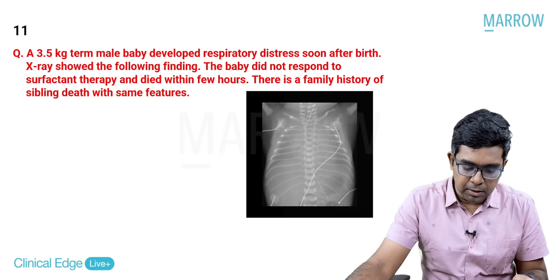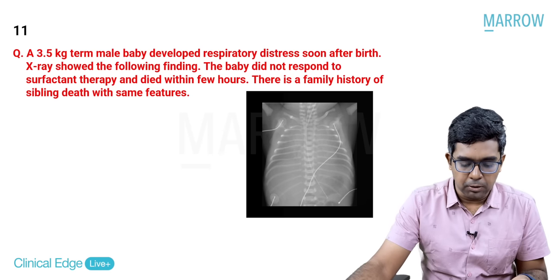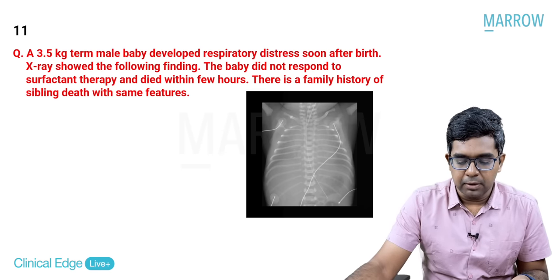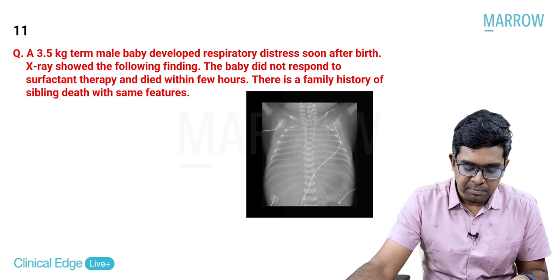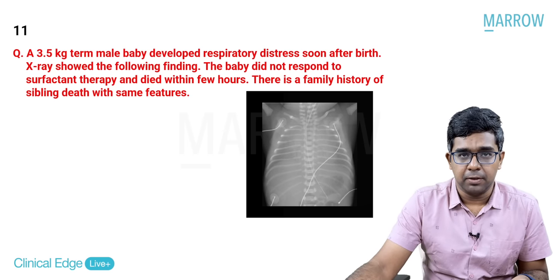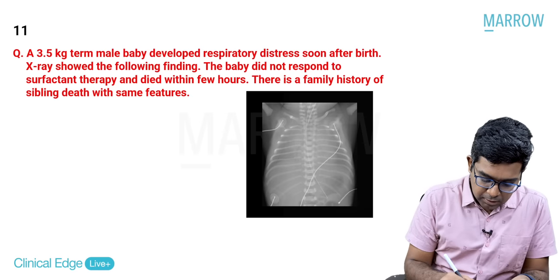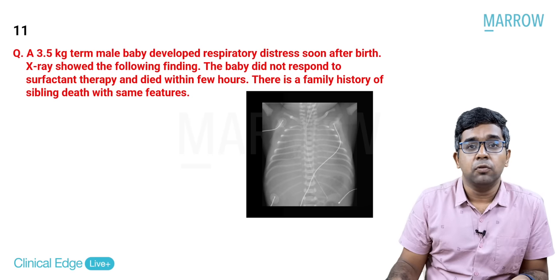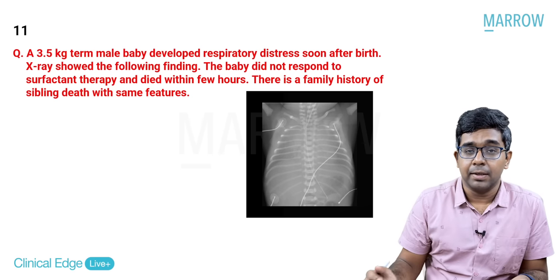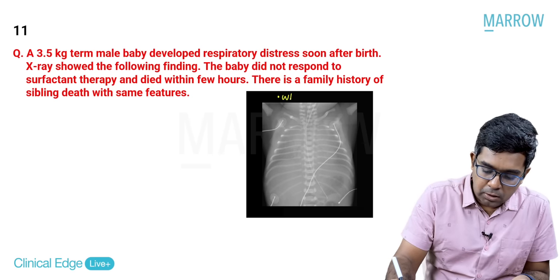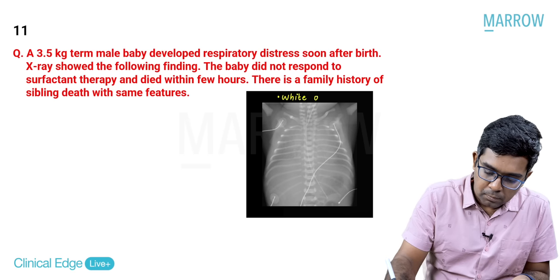Moving on to vignette number 11: a 3.5 kg term male baby developed respiratory distress soon after birth. An X-ray showed the following finding. If you see the characteristic finding in the X-ray, the lung fields are appearing fully white in color and not black in color. This is what we call white out lungs, or also called a ground glass appearance of the lung.